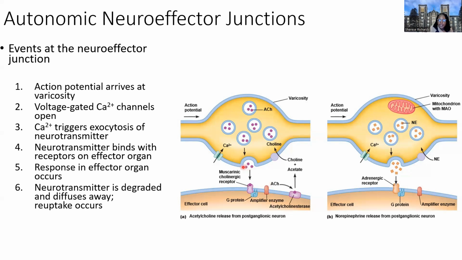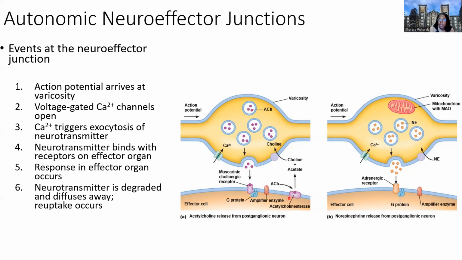Now, because this is specific to the parasympathetic system, we're not thinking about norepinephrine here. We're thinking about acetylcholine crossing the cleft, binding to a muscarinic receptor. Remember, at the neuroeffector junction on the parasympathetic side, it's not a nicotinic receptor here, it's a muscarinic receptor, and then acetylcholine can bind, and that will result in the cellular response.